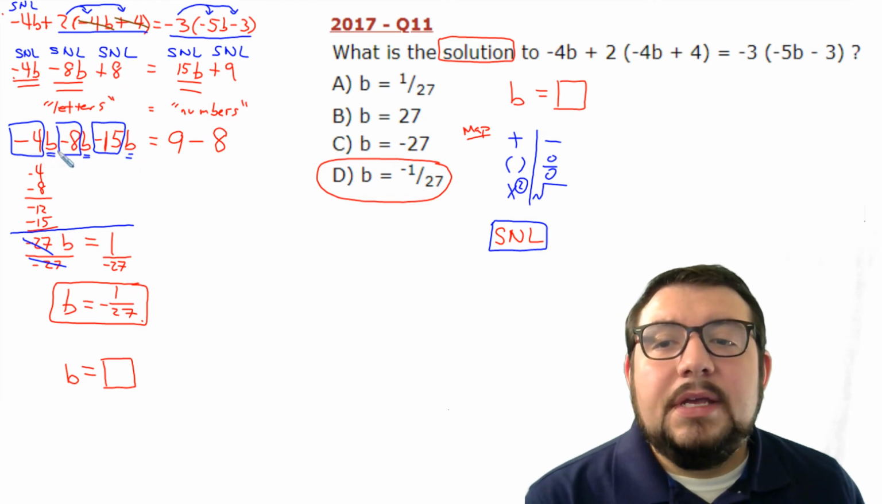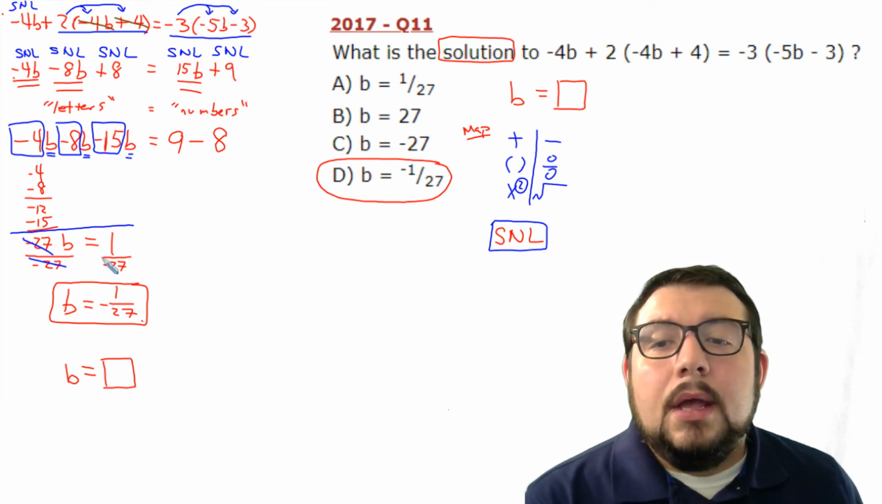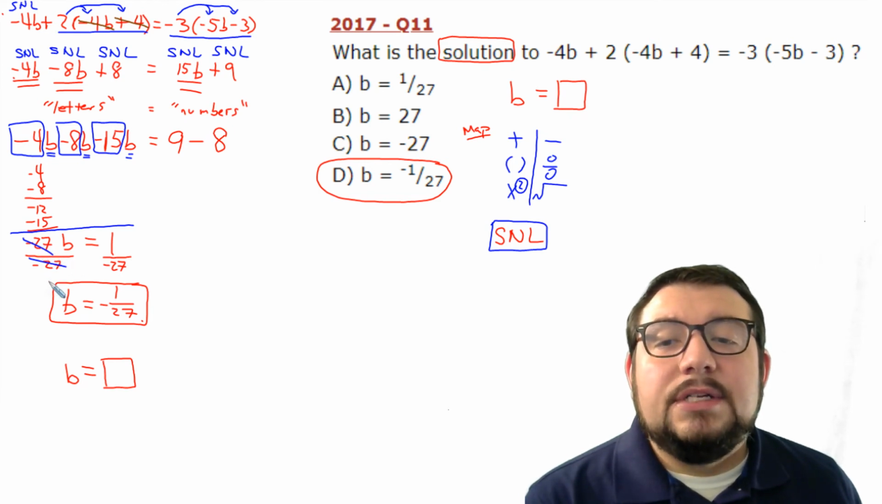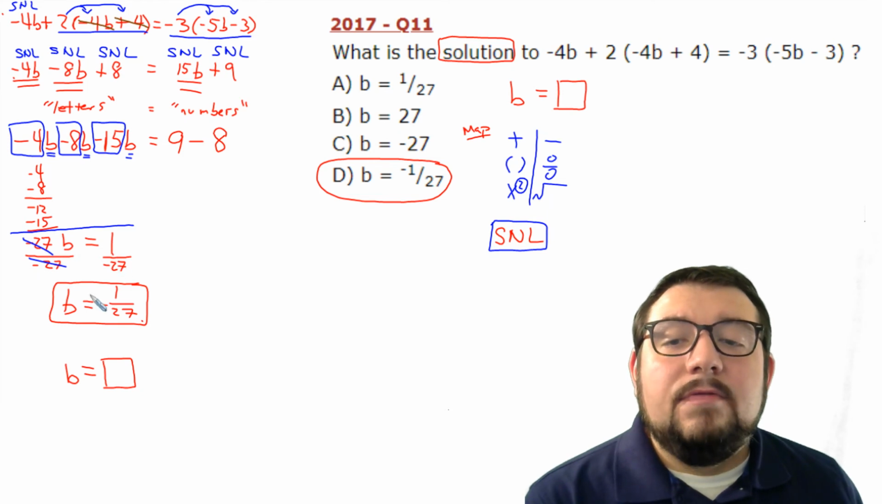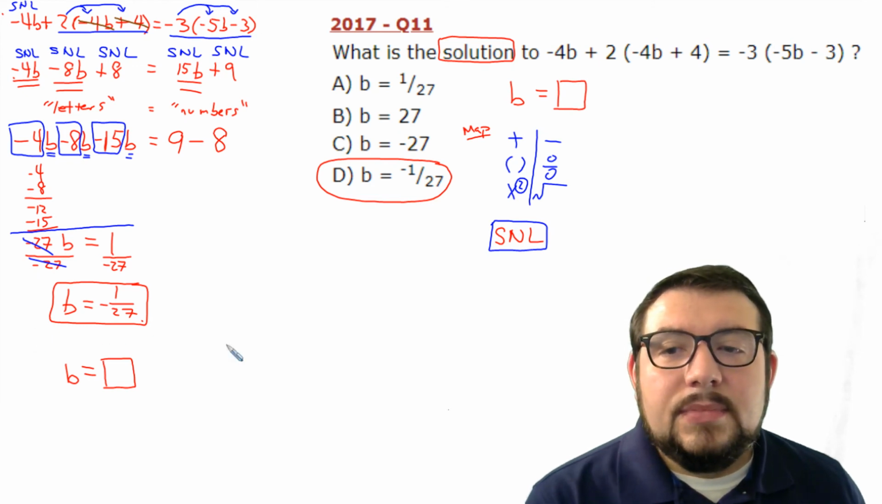So negative 4 B's, negative 8 B's, negative 15 B's came out to be negative 27B. That's really important. And then finally, we knew that we could not break the term, so we had to divide in order to get rid of that negative 27. And that came over here and made B equals negative 1 over 27. All right, so there you go.